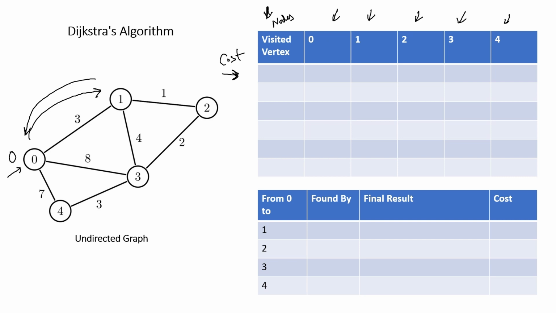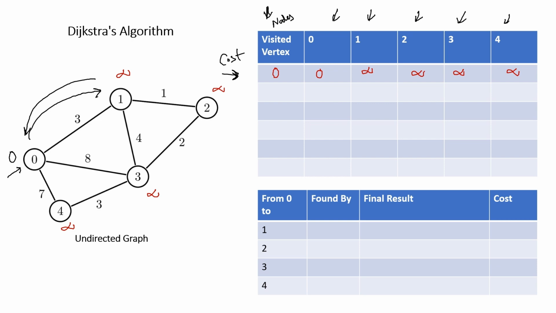So if we are starting from 0, that means all other nodes we still haven't discovered. So the cost of going to those nodes is always going to be infinity. So going to 0, the cost is 0, and all other nodes are going to be infinity. So we're going to fill our table just like this. And the visited vertex is 0.